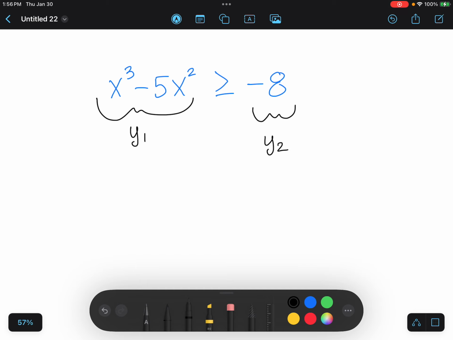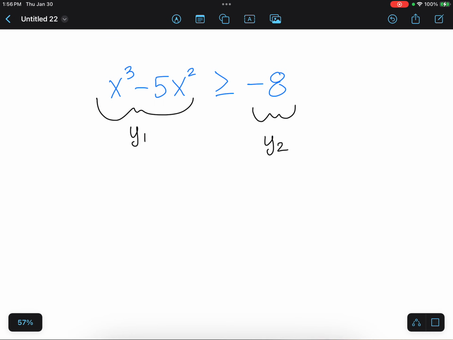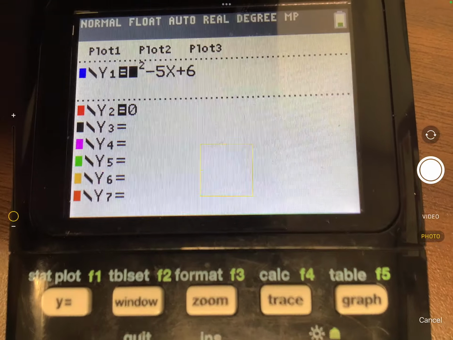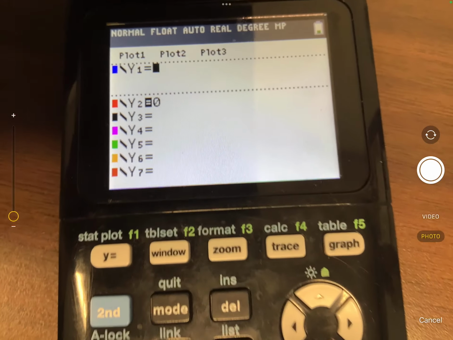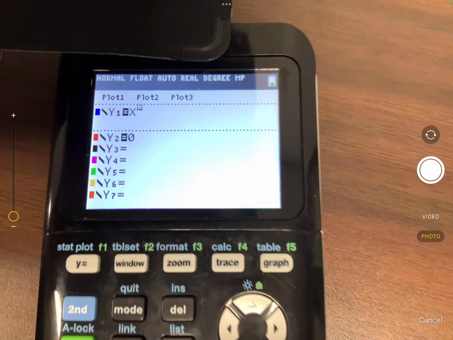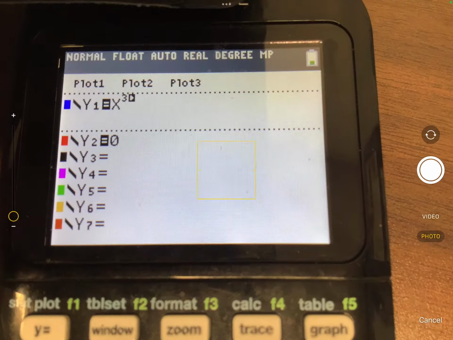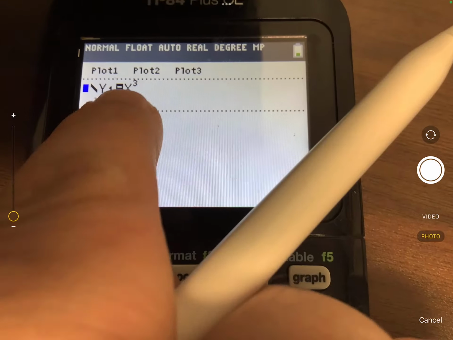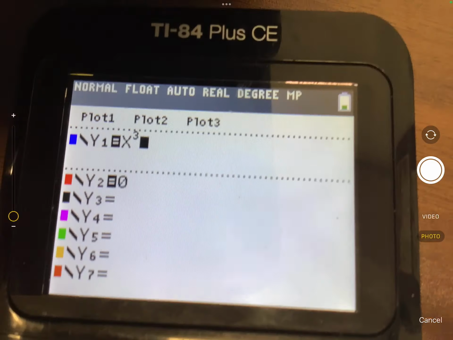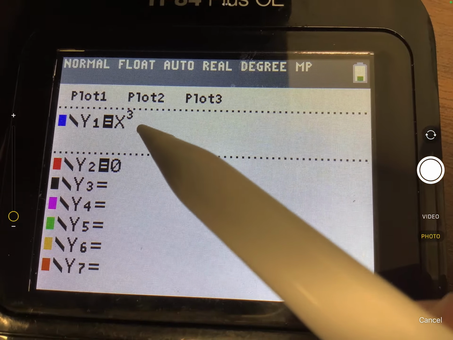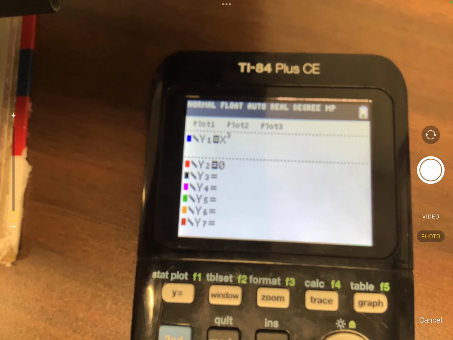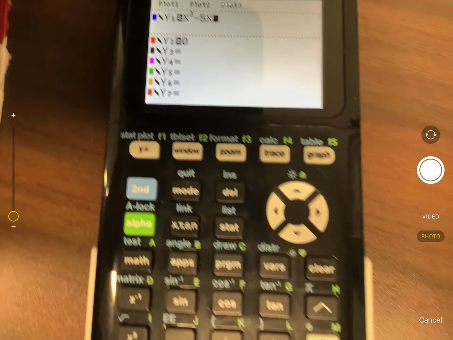Switch it over to the calculator. Y equals. I clear that out. X. To get a cube, I push the caret button because that gives me the exponent, and I type a 3. Important to note, to get out of the exponent, you have to hit the right arrow. If you have an older calculator like an 83, it'll show a caret symbol and then a parenthesis, then you type a 3 and close it. Minus 5x squared.